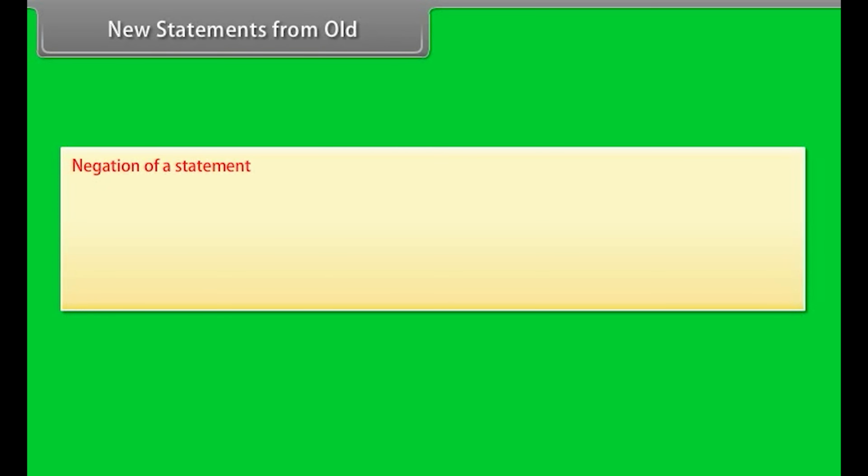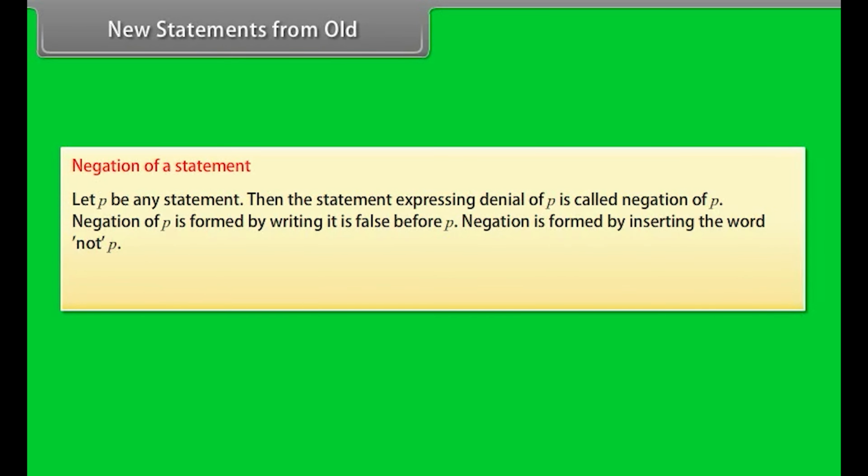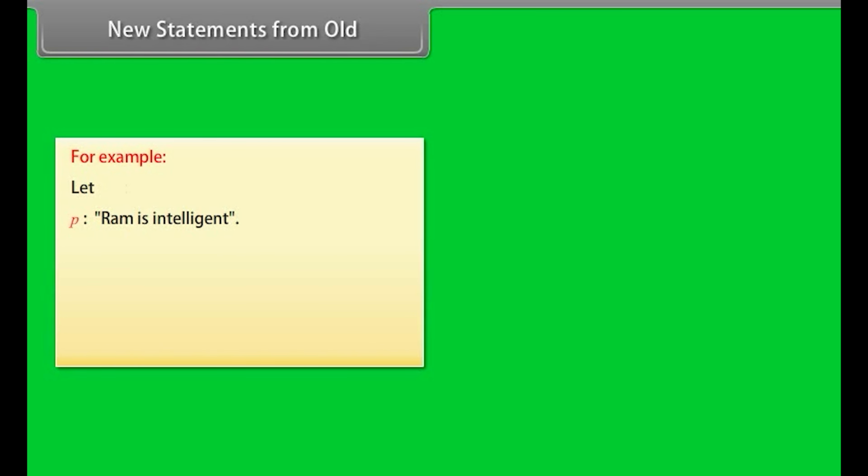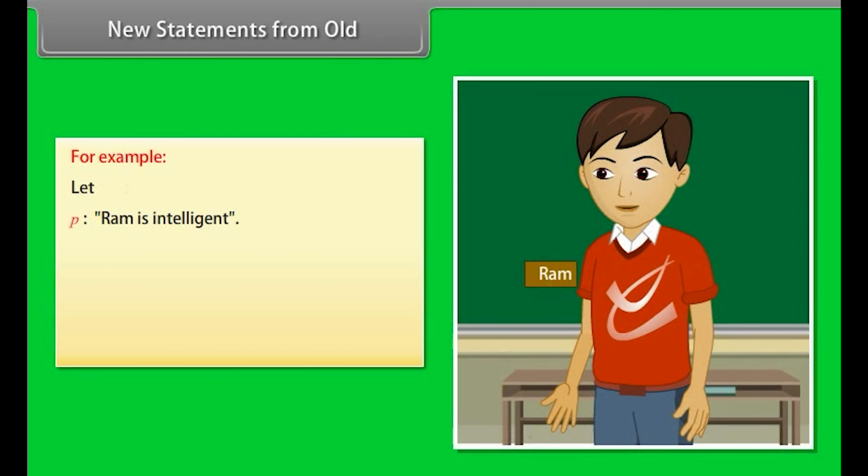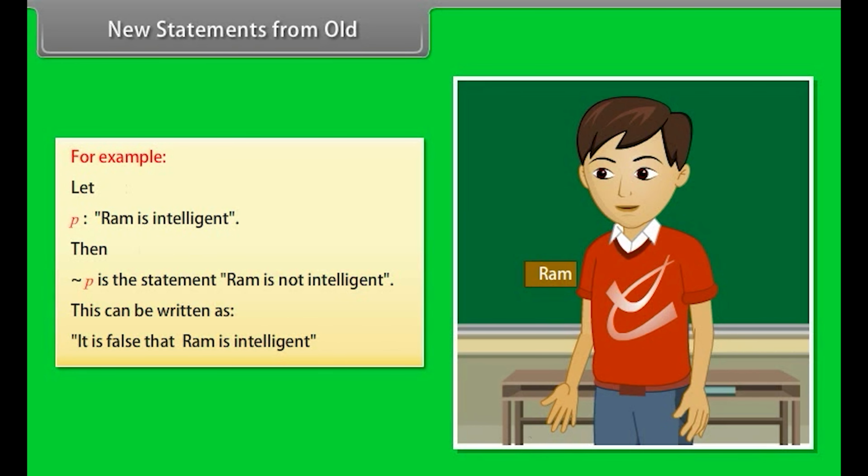New statements from old. Negation of a statement. Let P be any statement. Then the statement expressing denial of P is called negation of P. Negation of P is formed by writing "it is false" before P. Negation is formed by inserting the word "not". Negation of statement P is denoted as "not P." For example, let P be the statement "Ram is intelligent." Then, not P is the statement "Ram is not intelligent," or "it is false that Ram is intelligent."